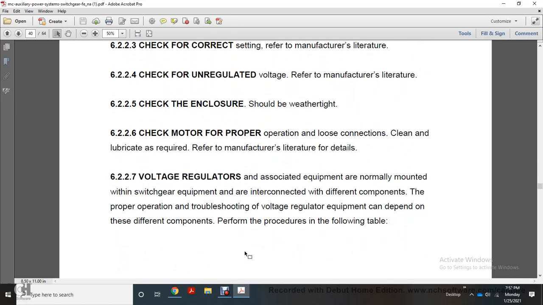Voltage regulators are associated equipment normally mounted with the switchgear equipment, and they interconnect with different components of the switchgear. For proper operation when troubleshooting voltage regulator equipment, depend on these different components to perform the procedures in the following table.